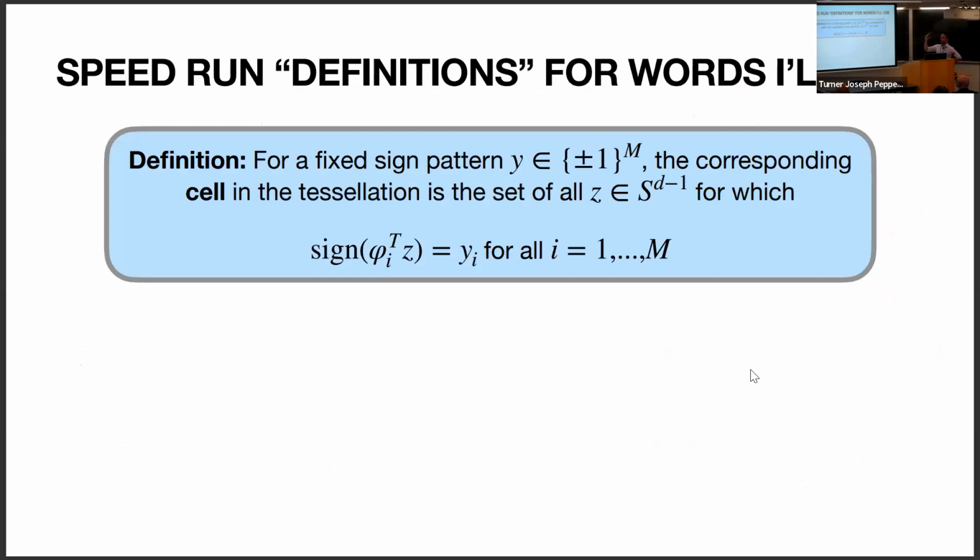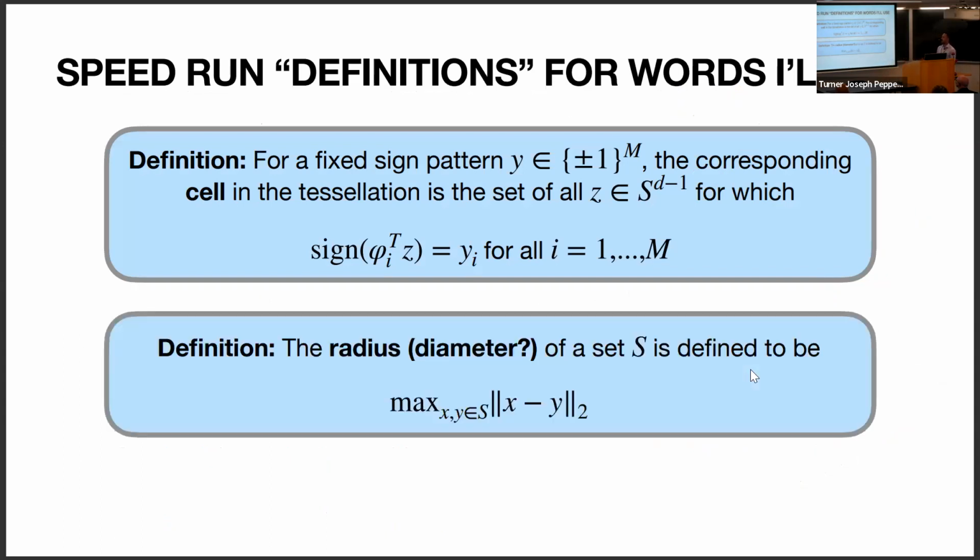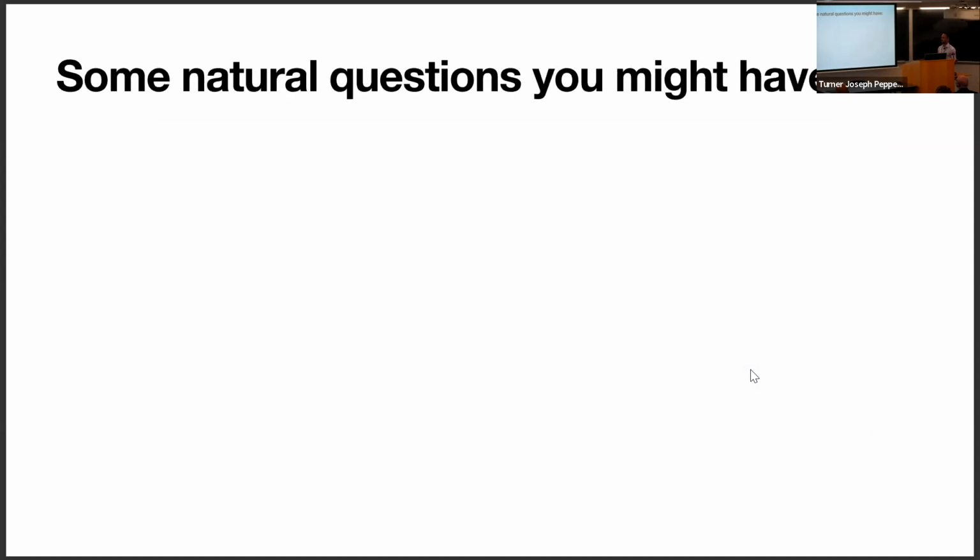I'm going to start saying a lot of words here, and just to make sure you understand what I mean, I'm going to be very verbose. I'm going to define a cell in our spherical tessellation to be any region on a sphere that has a constant bit pattern. So that's what I mean by cell. The other thing is I'm going to define the radius of a set. Maybe it's better to call it a diameter, but I'm just going to use radius. It's just you maximize the distance between two points in a given set. If we're clear on those things, let's jump back to the geometry of this problem.